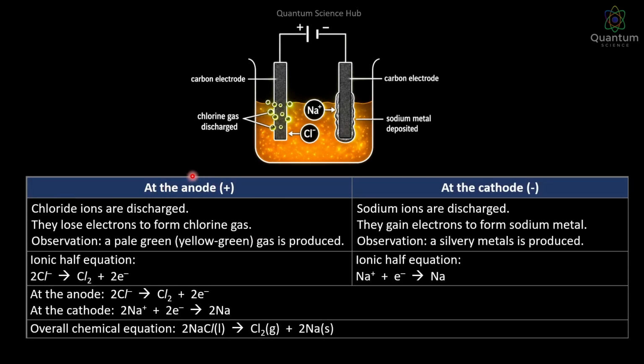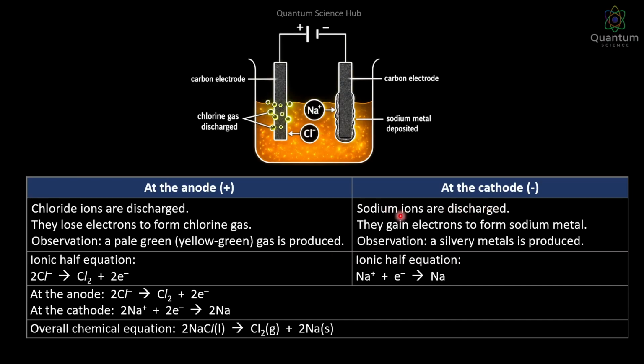So what will happen at the anode and what will happen at the cathode? Again, at the anode, chloride ions are discharged, right? So what will you see in here? If you're talking about observation, you cannot write I see chlorine gas, okay? Because we cannot see oxygen gas or hydrogen gas or any gas by its name, because the gas is colourless in the air, right? So for the observation here, you can just write the colour of the gas. So you can say a pale green or yellow-green gas is produced.